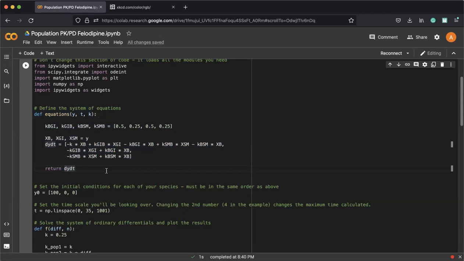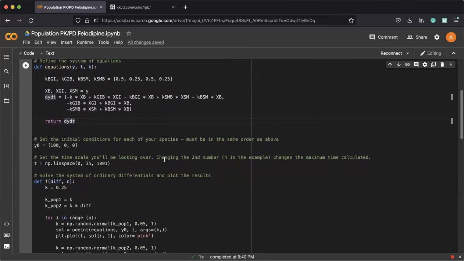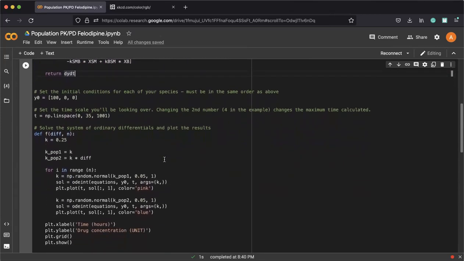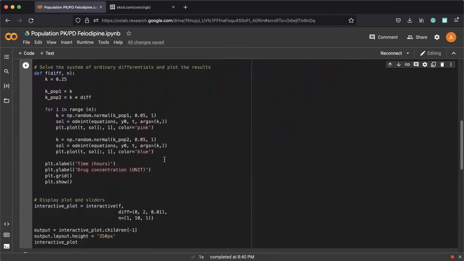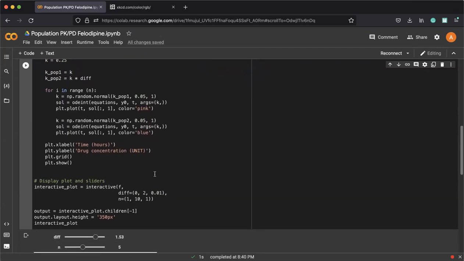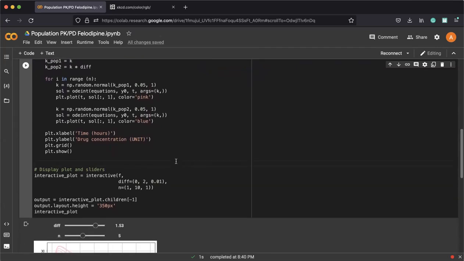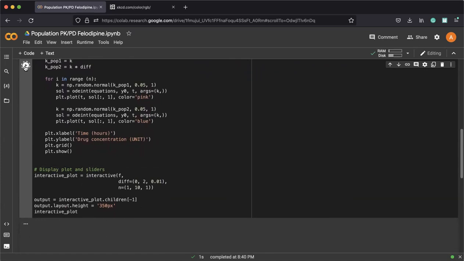And as you develop your PD models, I will continue to adapt this section in particular so that you can also include your PD models in this notebook and get results for those as well. And then down here, we're actually going to solve the equations. This is the same thing you've seen before. Remember that you do have to run your cell in order to be able to use my little sliders, and I'll show you what those sliders do.